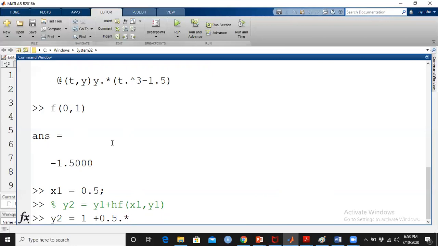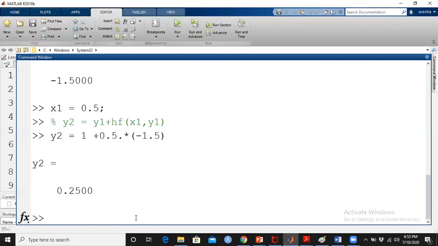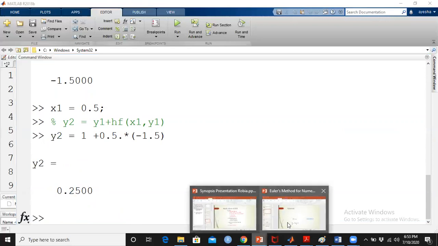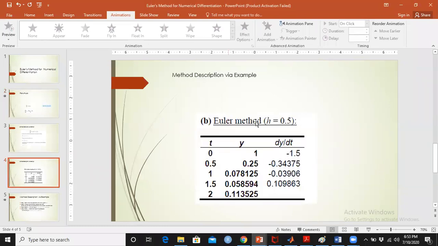So you have got here, for t substitute 0, for y substitute 1, minus 1.5. I will substitute here minus 1.5. So I have got y2 is equal to 0.25. Let us compare the answer. Here you can see y2 is 0.25.